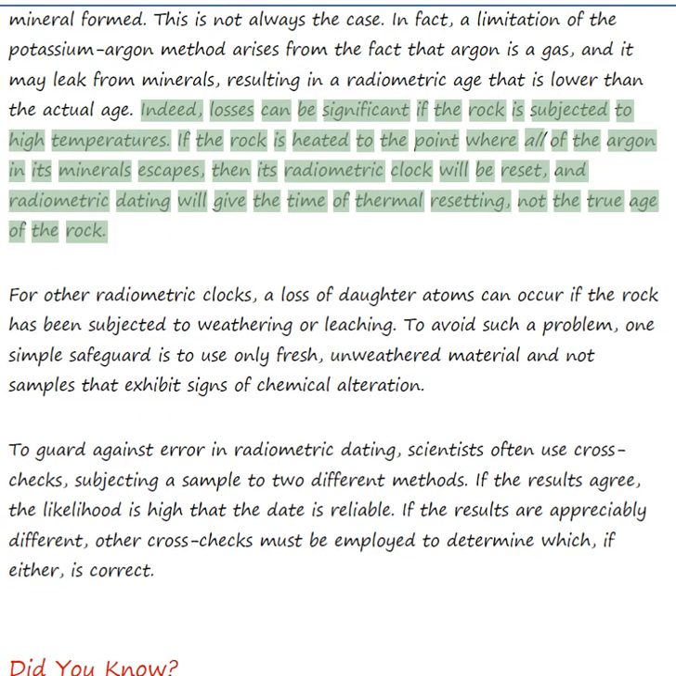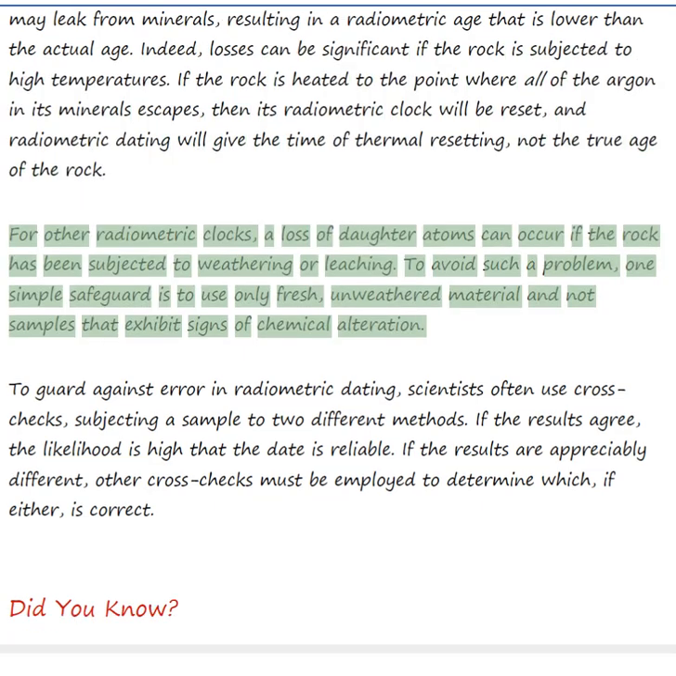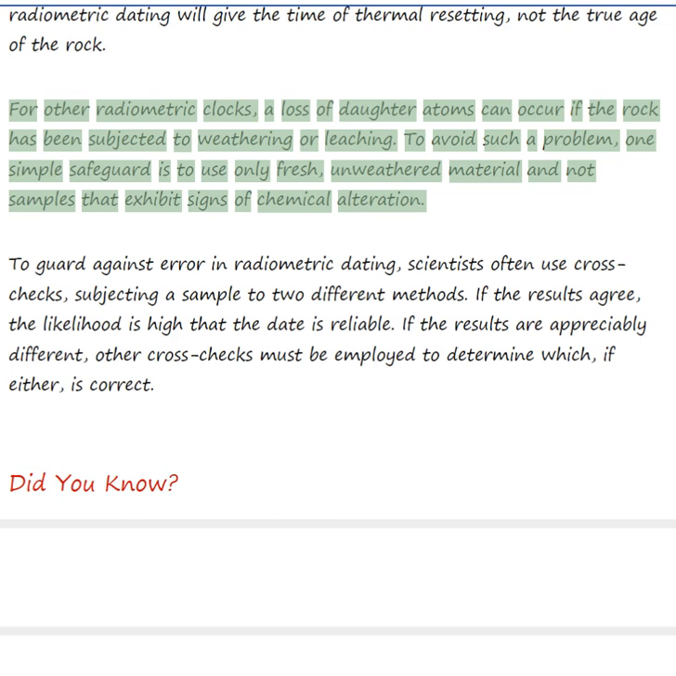Indeed, losses can be significant if the rock is subjected to high temperatures. If the rock is heated to the point where all of the argon in its minerals escapes, then its radiometric clock will be reset, and radiometric dating will give the time of thermal resetting, not the true age of the rock. For other radiometric clocks, a loss of daughter atoms can occur if the rock has been subjected to weathering or leaching. To avoid such a problem, one simple safeguard is to use only fresh, unweathered material and not samples that exhibit signs of chemical alteration.